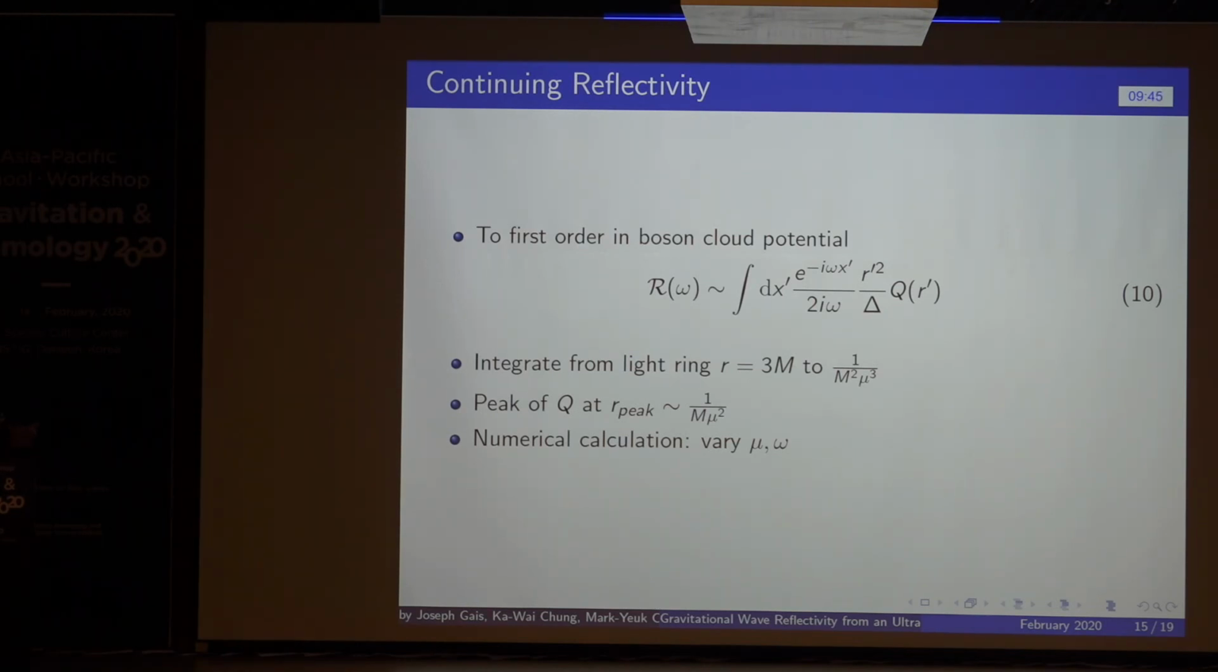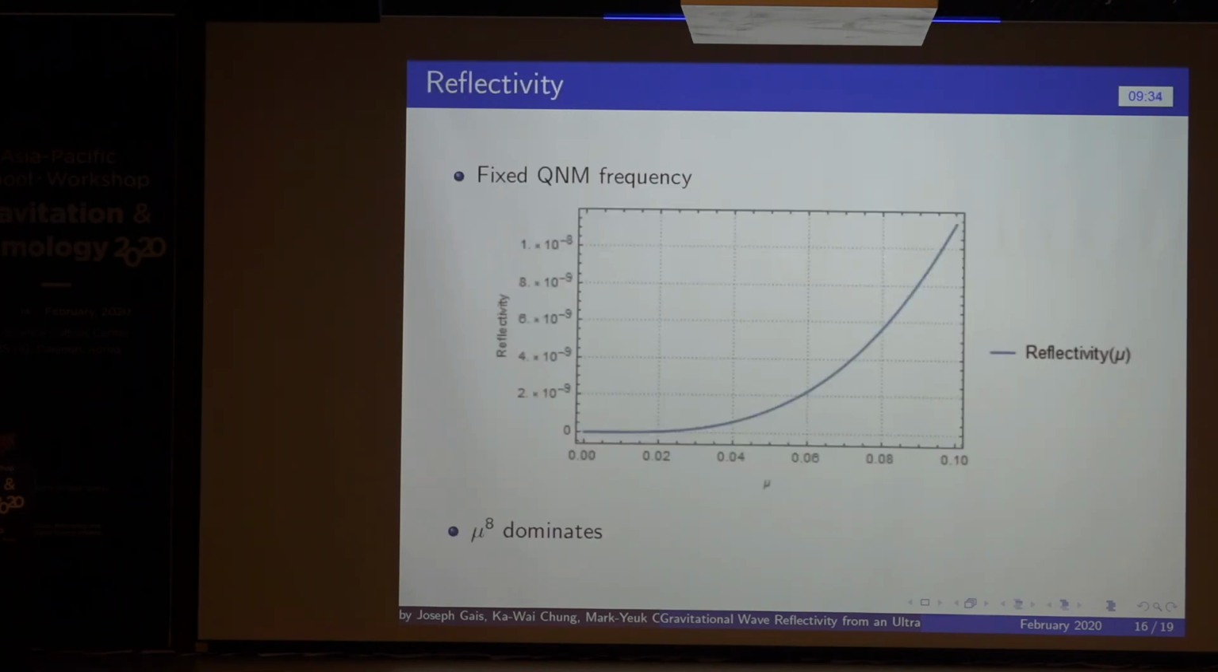So we do this numerically, varying mu, varying our parameters for the ultralight boson mass, and then varying the frequency of our gravitational waves. We get plots that look like this. Here I've just fixed the frequency of the gravitational waveform at the 2-2 quasi-normal mode, and I varied mu and calculated the reflectivity for different parameters of mu. Probably this serves as a good check on our calculations, as we see that for very small mu, the reflectivity goes to 0. So essentially, if the boson mass is 0, there's no reflectivity, exactly what we should hope to see. However, the reflectivity is dominated by a factor of mu to the 8th, so it grows very quickly as the ultralight boson mass increases.